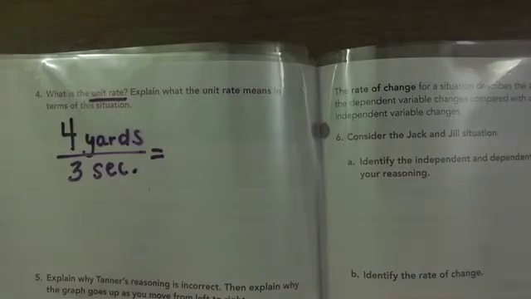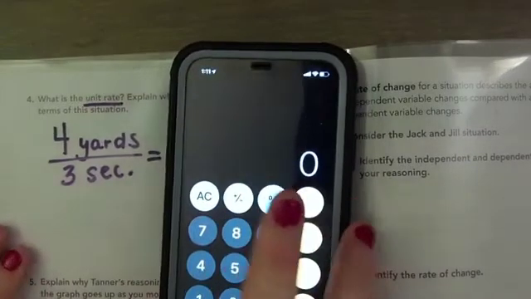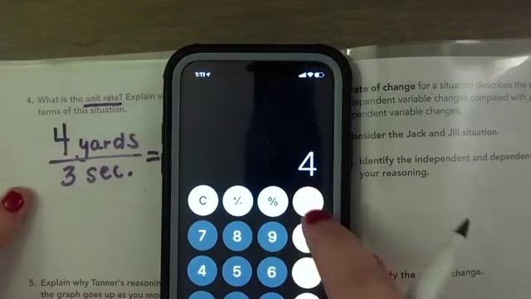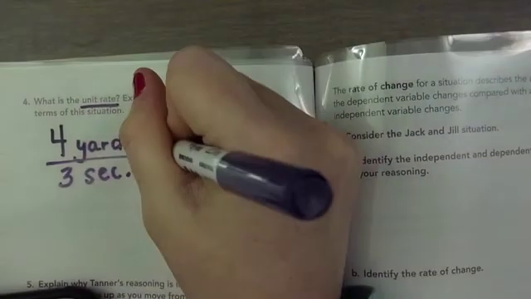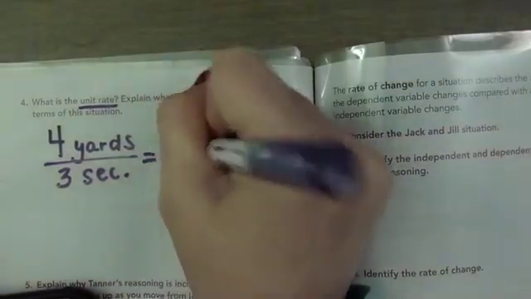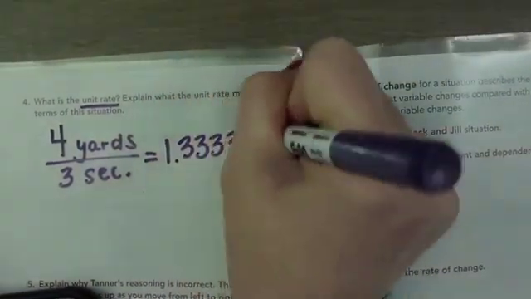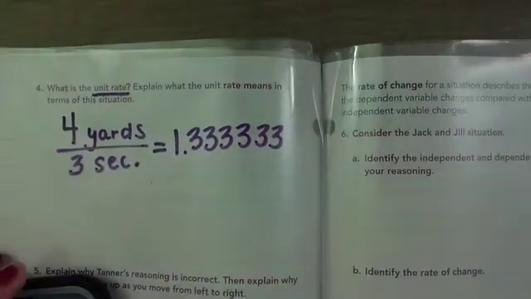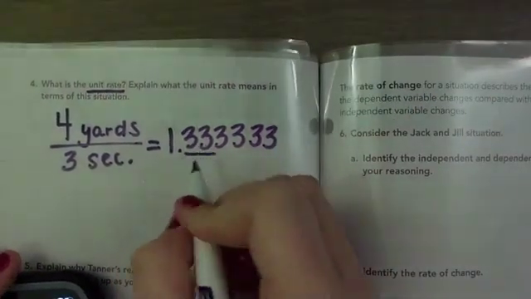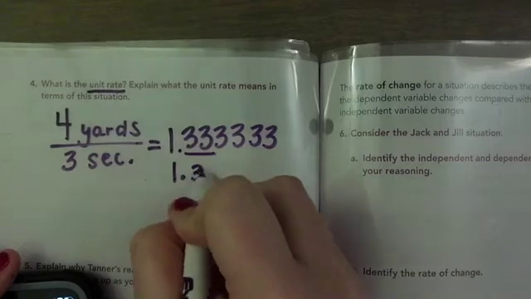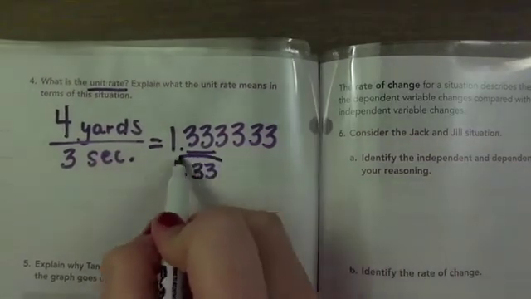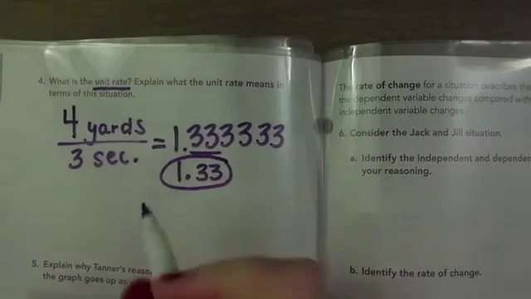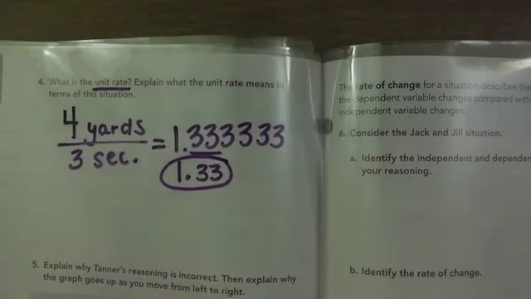So you'll want your phone or your computer calculator or whatever you're going to use, but you're going to type in 4 divided by 3, and you get 1.33333333. Okay, which would just be, I'm going to do 2 decimals, so I'm going to do 1.33. Okay, so then that would be our unit rate.